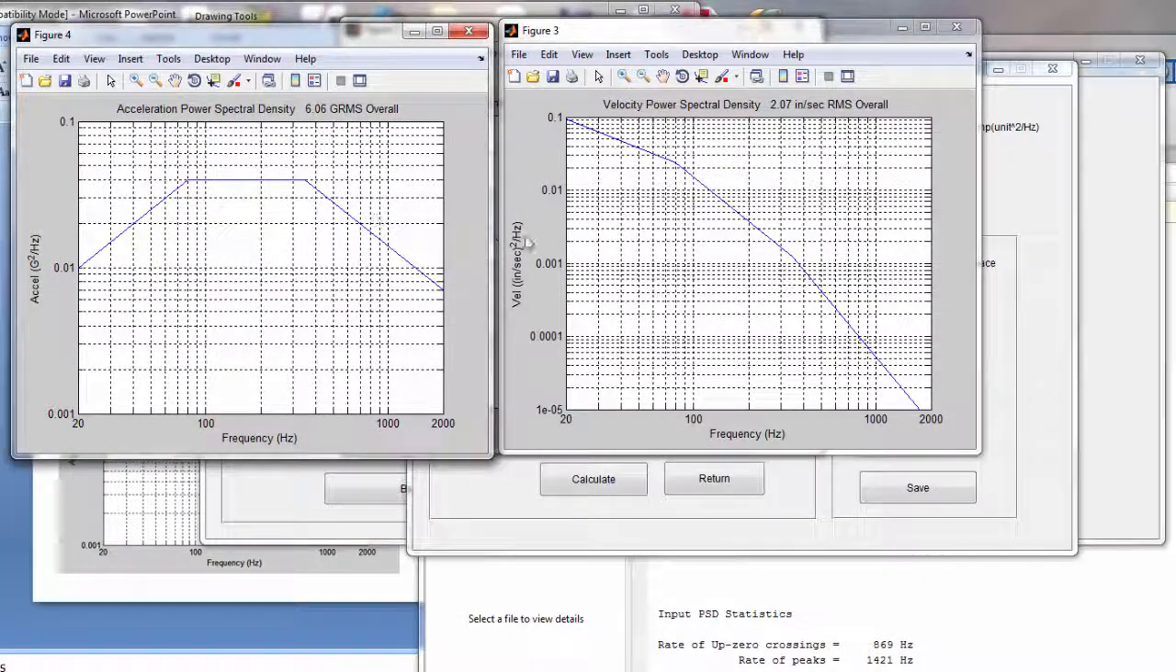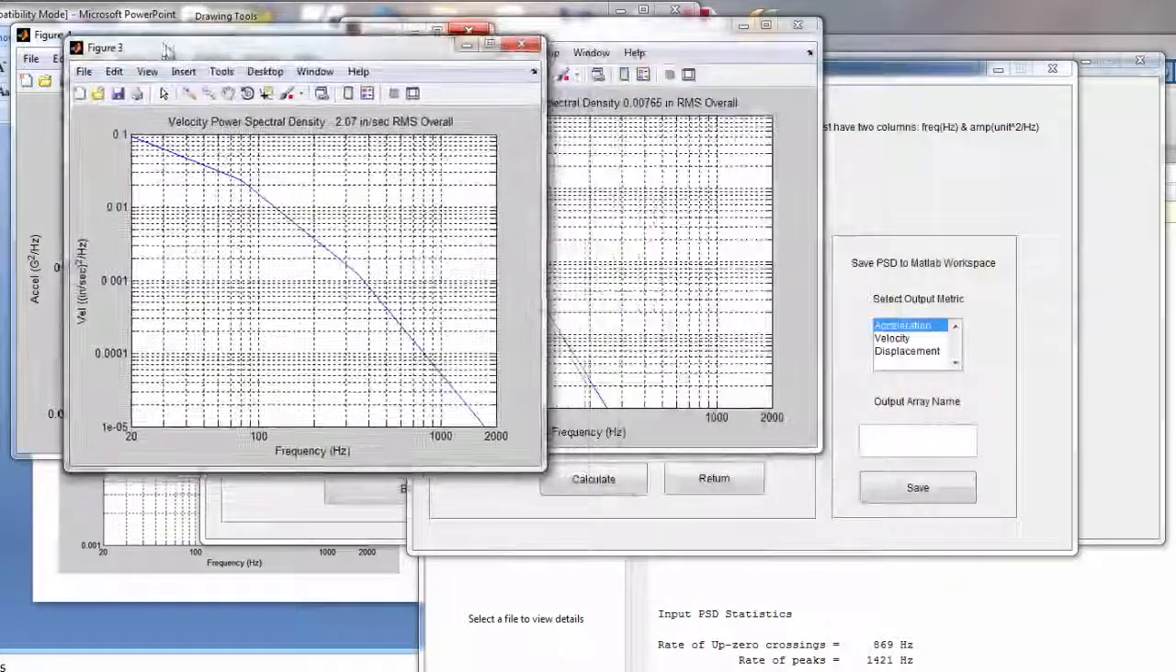And if you look at these two curves, you can see the effect of the integration from acceleration to velocity, and how the energy at the low frequency end is emphasized, and some of the high frequency energy is kind of being tapered off. So again, this is integration, and integration, as I mentioned before, is kind of analogous to doing a low-pass filtering operation.